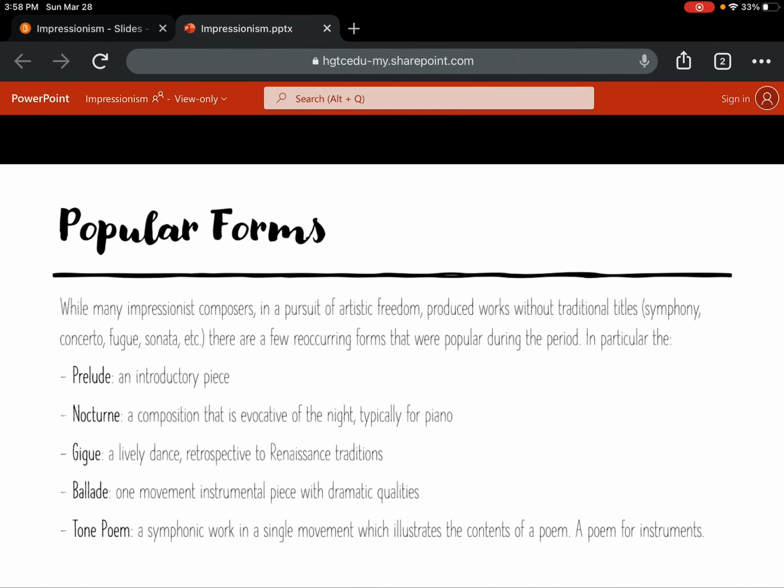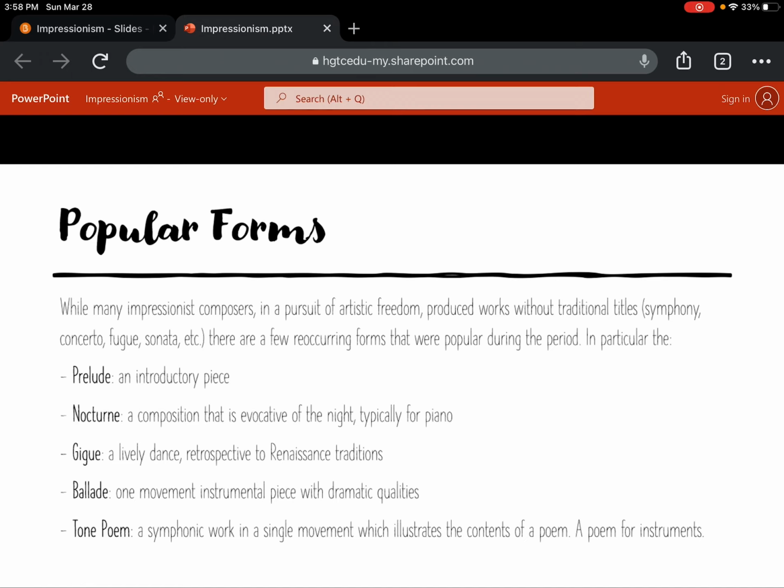During the Impressionist era, a lot of the composers rejected some of the titles that we heard in previous eras. So we don't really have so many symphonies, number whatever, or concerto in G, or a fugue, or sonata for violin, or whatever. But we do have some other terms that get used. Like prelude, nocturne, which is a piece of music that's supposed to evoke the night or feelings of dusk. Jig, which is one of the traditional Renaissance dances. A ballad or a ballade, and then tone poems as well.